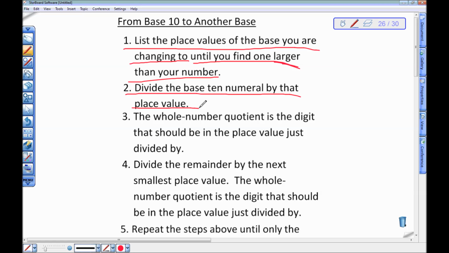Just divide. Get your whole number part, your quotient, and get your remainder. Not a decimal, a remainder. The whole number quotient is the digit that should be in the place value you just divided by. So if I divided by the 16 cubed place, I should put the quotient in the 16 cubed place. If I divide by the 7 to the 5th place, I should put that quotient in the 7 to the 5th place.